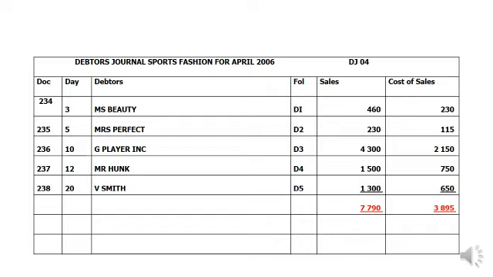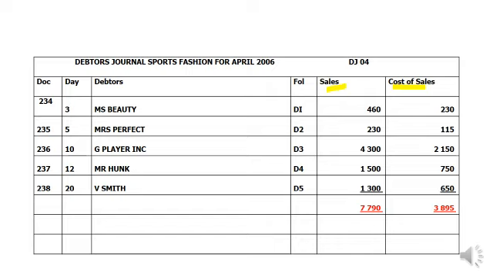And then the cost price is recorded in the cost of sales column. So you will see that the DJ is one of the simplest journals to prepare because it only has these two columns. That is your sales as well as your cost of sales. These are the only two columns. There is no sundry, there is no any other column. So it must be pretty simple.